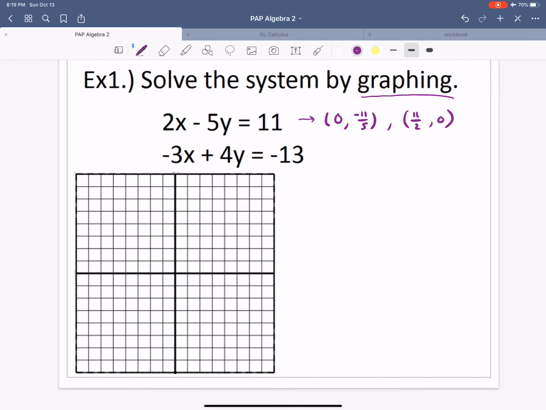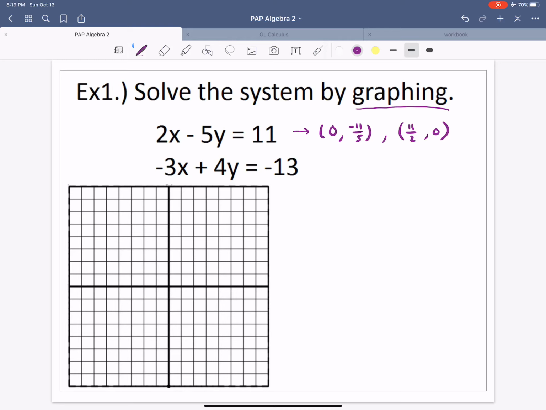I'm going to go ahead and graph those 2 points. The x-intercept is at 11/2, that's 5.5. So I go to 1, 2, 3, 4, 5.5 on my x-axis. Now, negative 11/5 is a little bit more than negative 2. Negative 1, negative 2, so just a little bit more than negative 2. That's not precise, but we're going to do the best that we can.